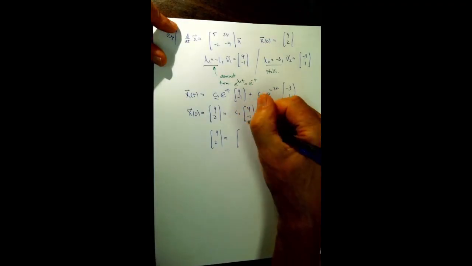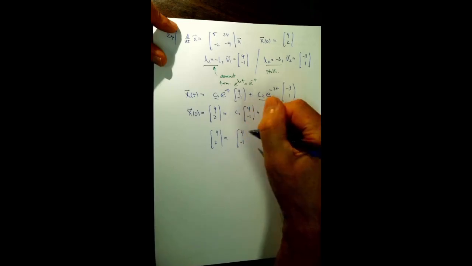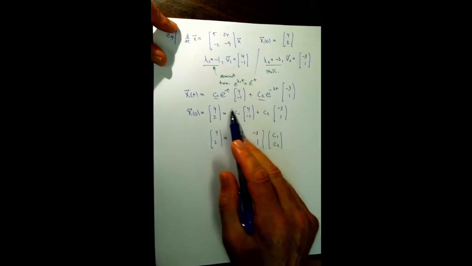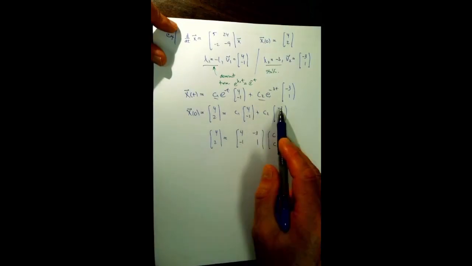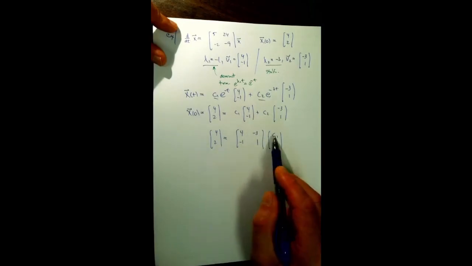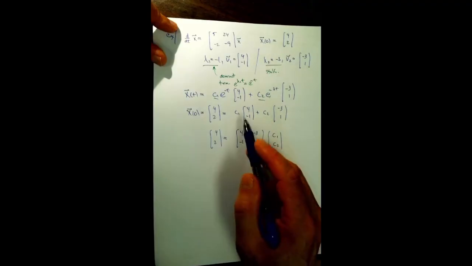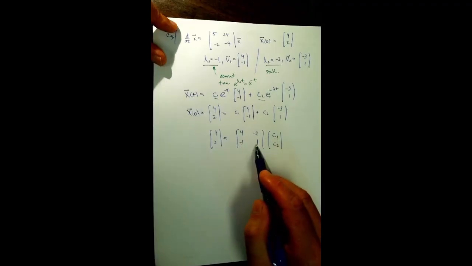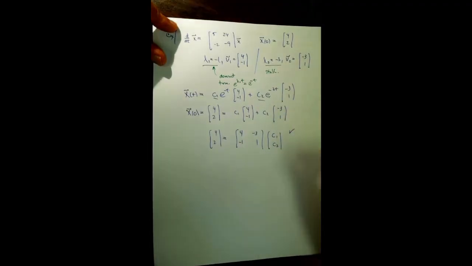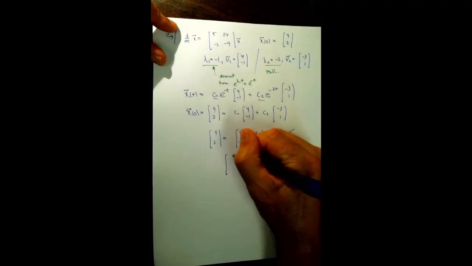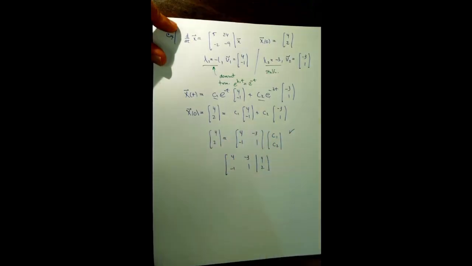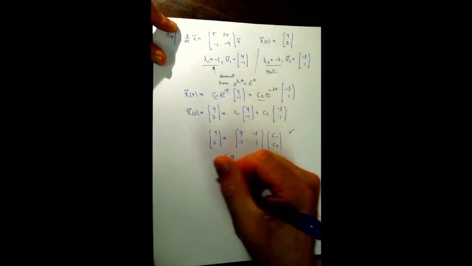I can write this now. The first column is going to be 4, minus 1. The second column is going to be minus 3, 1. Is that right? So my first entry is 4C1 minus 3C2, so that checks. Second entry is going to be minus C1 plus C2, so that checks. And now to solve this, I can put this into an augmented matrix and put it into reduced row echelon form.